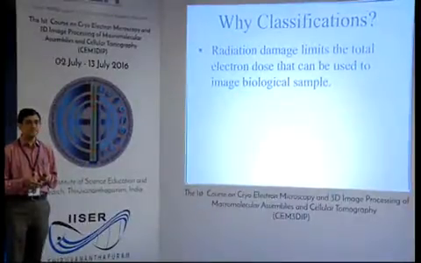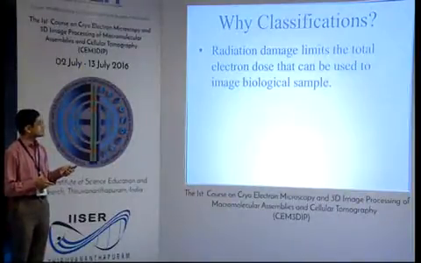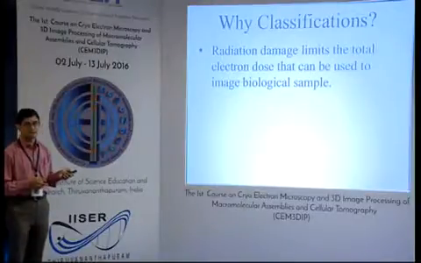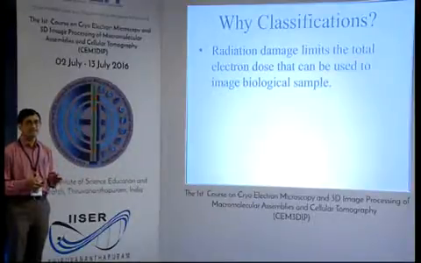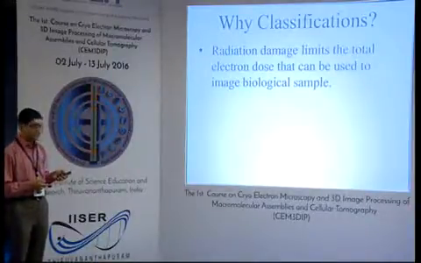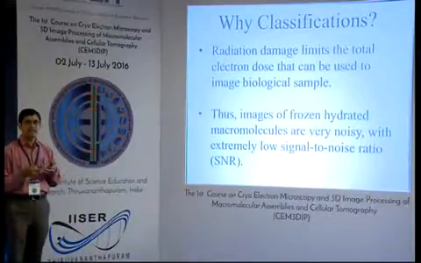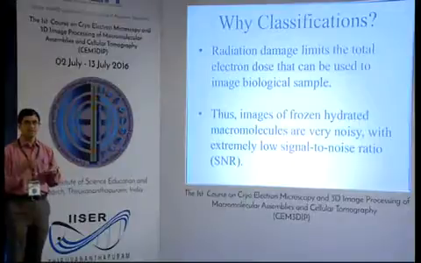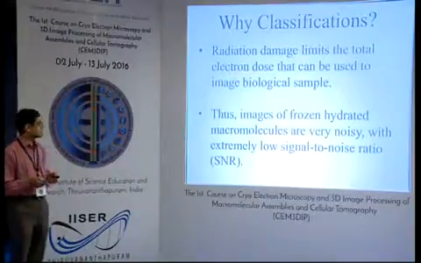Why do we need classification? Because the signal to noise ratio is low. In order to improve the signal to noise ratio, classification is important. The signal to noise ratio is low because the radiation damage limits the total electron dose, and because of this we do a low dose data collection. And when you do a low dose data collection, the signal to noise ratio is weak. To enhance that, obviously we need to improve the signal to noise ratio. So you combine 10 to 15 particles in one class so that you see the class sums actually. And that's what you were choosing when you were doing the EMAN practicals yesterday.